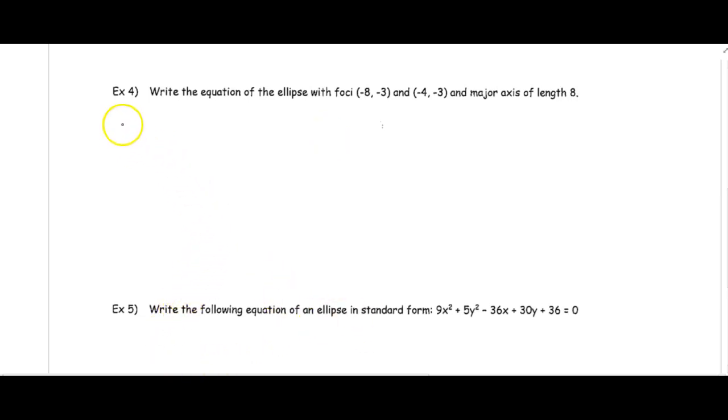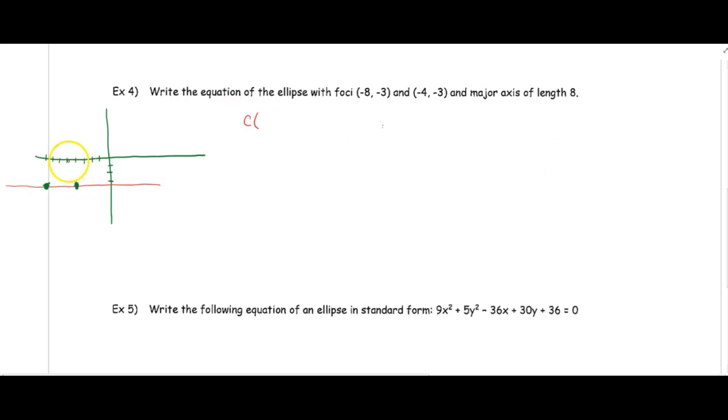If we look at example 4, first thing I'm going to do is sketch a graph. Your foci are at negative 8, negative 3, and the other one's at negative 4, negative 3. So right away you have to understand that your major axis is going to be here. Okay? So now, to find the center, we need to find the middle here.